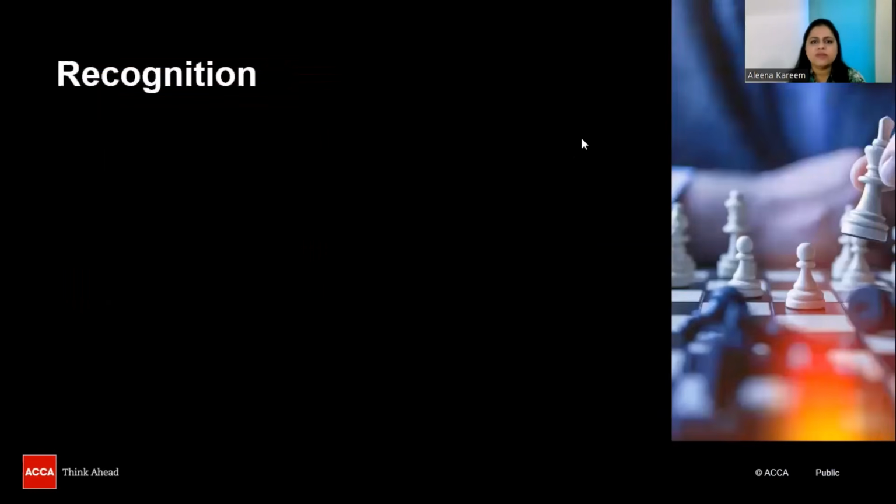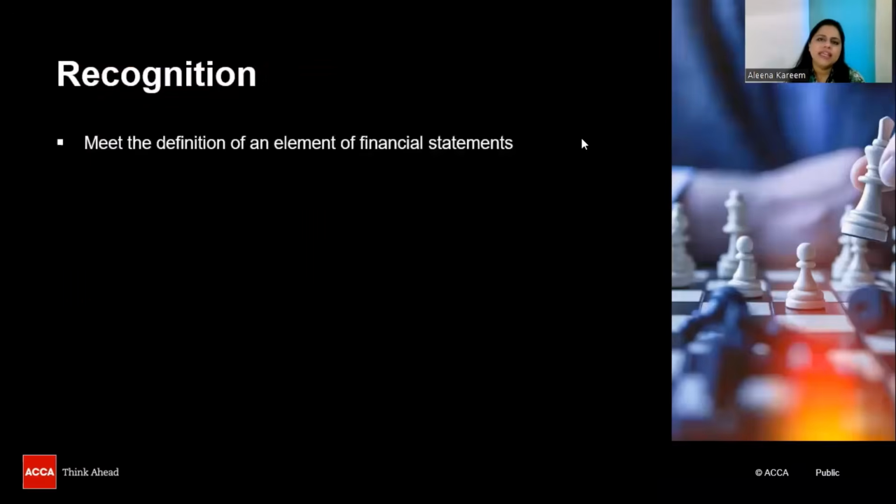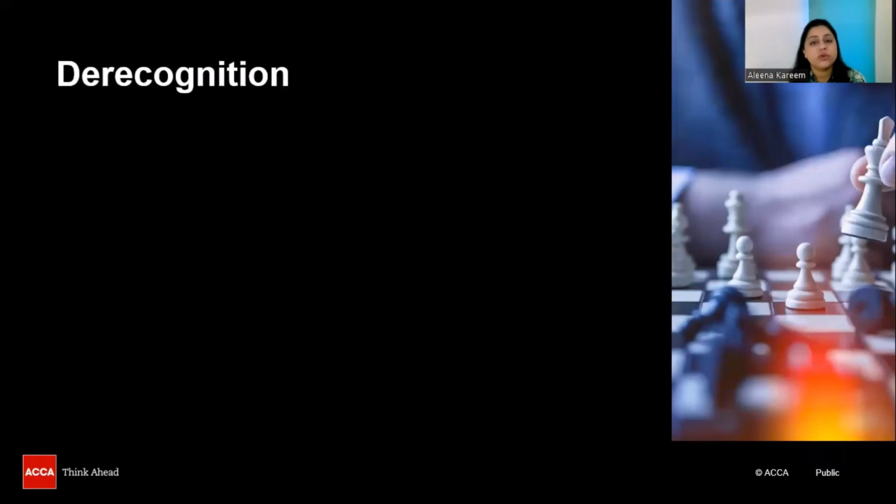When we talk about the recognition part, we have to recognize something in the financial statements. First of all, it needs to meet the definition of the elements that we've just discussed. It needs to be relevant. It needs to have faithful representation. So the qualitative characteristics need to be there.